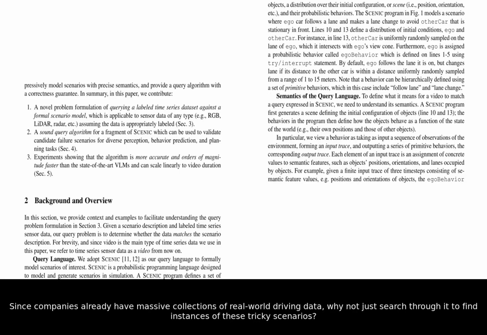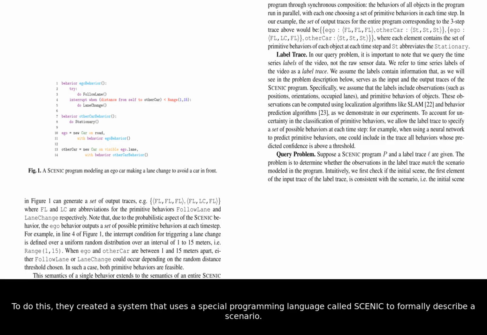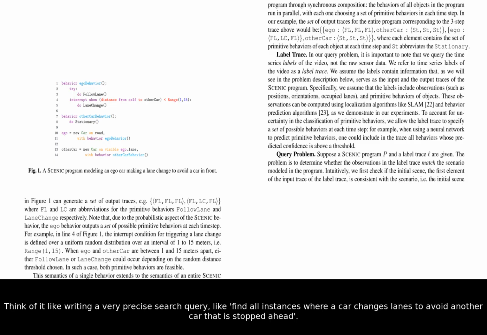Since companies already have massive collections of real-world driving data, why not just search through it to find instances of these tricky scenarios? To do this, they created a system that uses a special programming language called Scenic to formally describe a scenario. Think of it like writing a very precise search query, like find all instances where a car changes lanes to avoid another car that is stopped ahead.